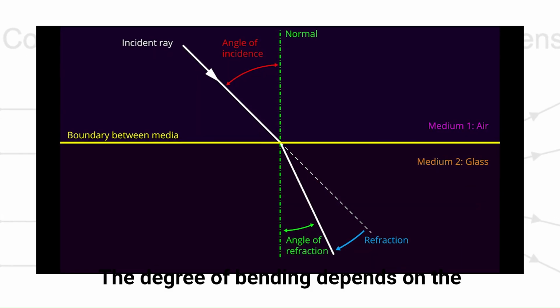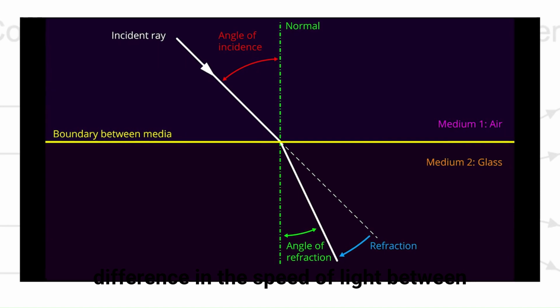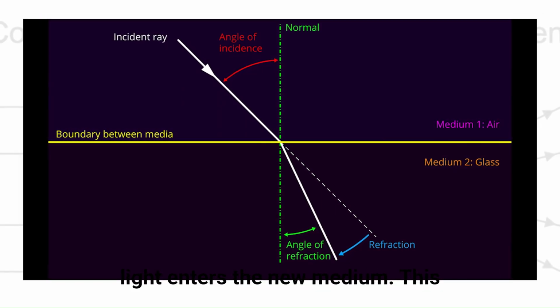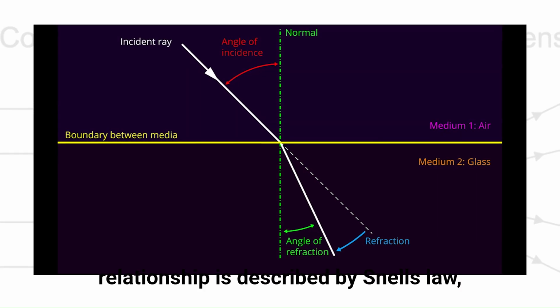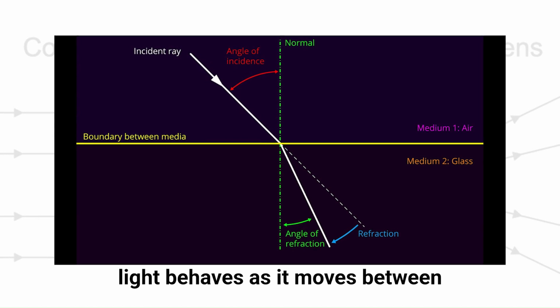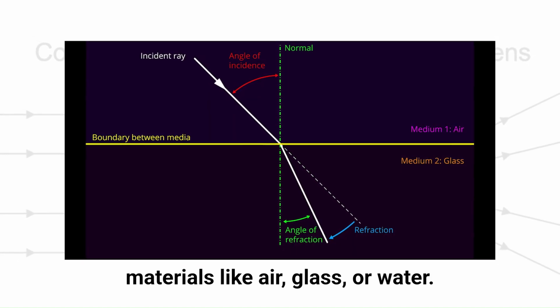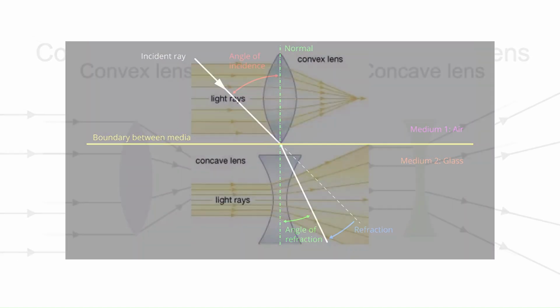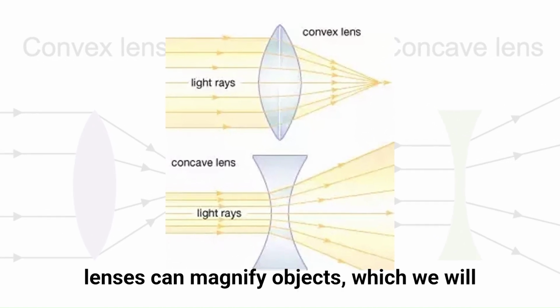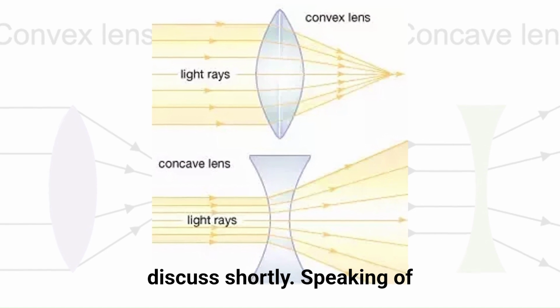The degree of bending depends on the difference in the speed of light between the two mediums and the angle at which the light enters the new medium. This relationship is described by Snell's law, which is crucial in understanding how light behaves as it moves between materials like air, glass, or water. In fact, refraction is the reason why lenses can magnify objects, which we will discuss shortly.